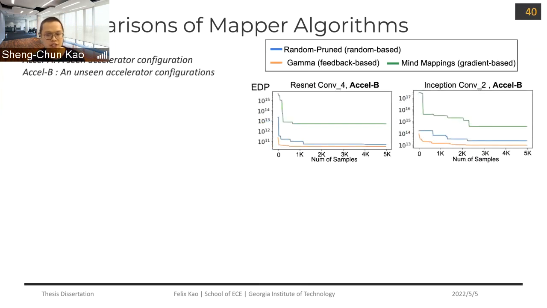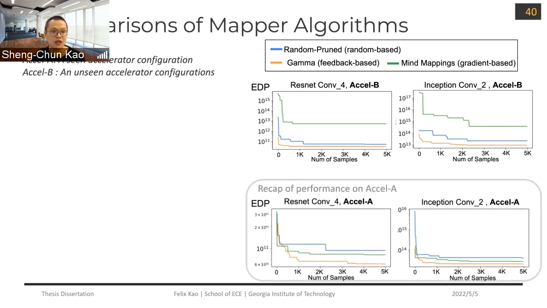As mentioned previously, gradient-based will be tied to one accelerator configuration. So in addition to accelerator A, we also tested on accelerator B, which is an unseen accelerator configuration. As you can see here, the gradient-based method didn't perform as well on accelerator B as it does on the accelerator A configuration.